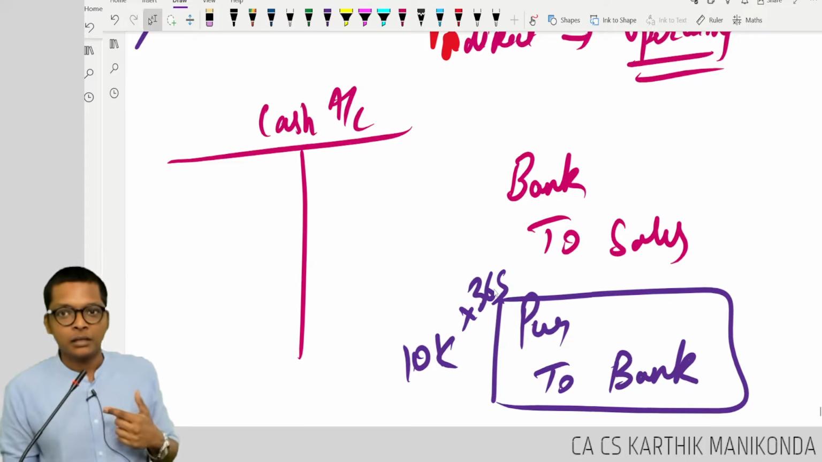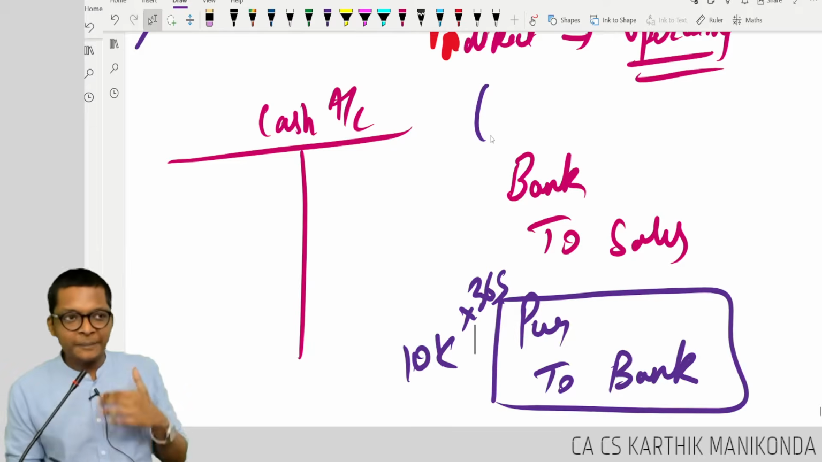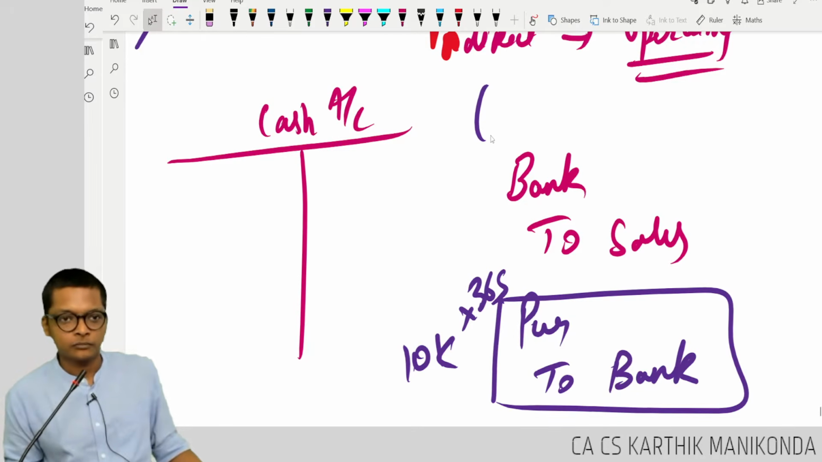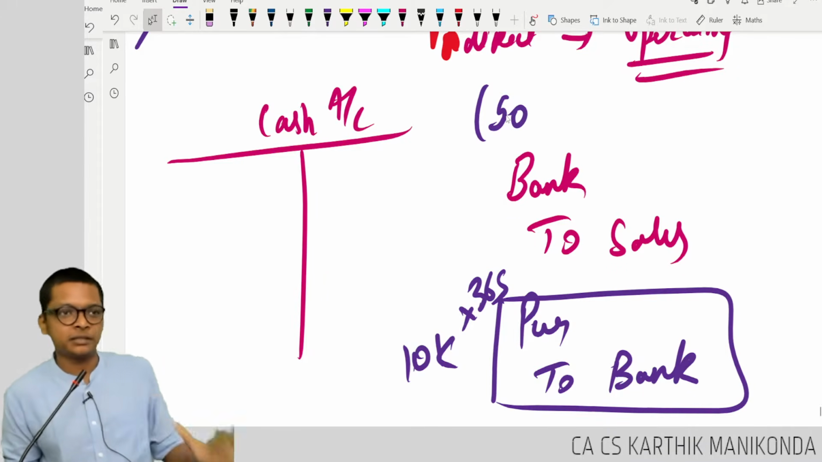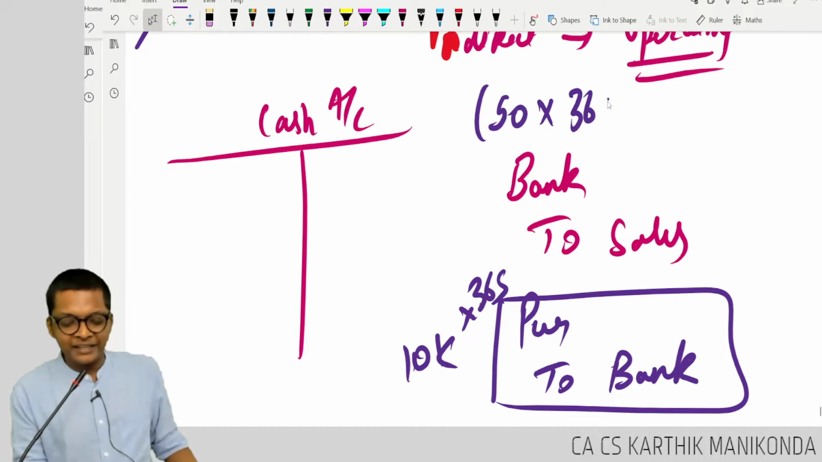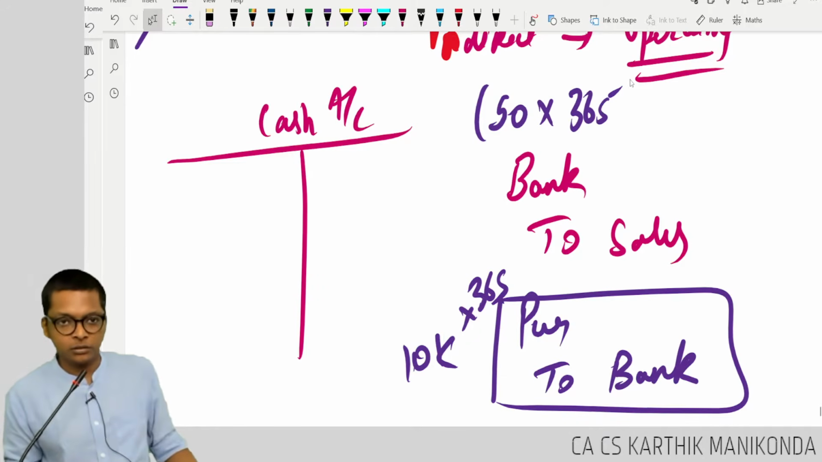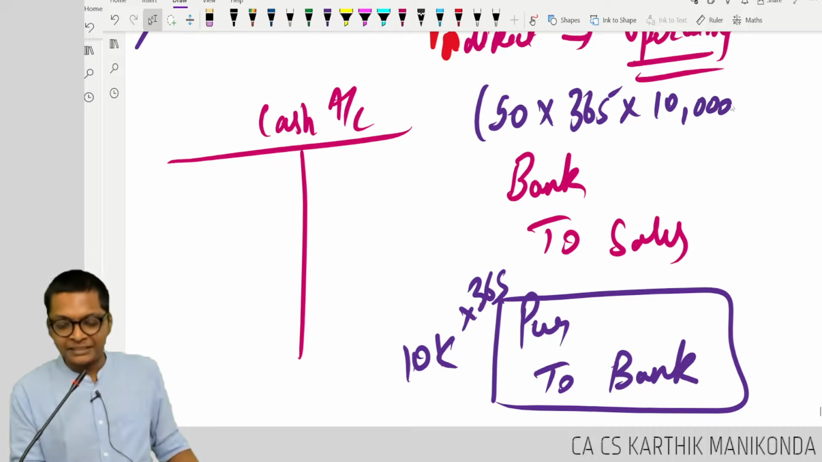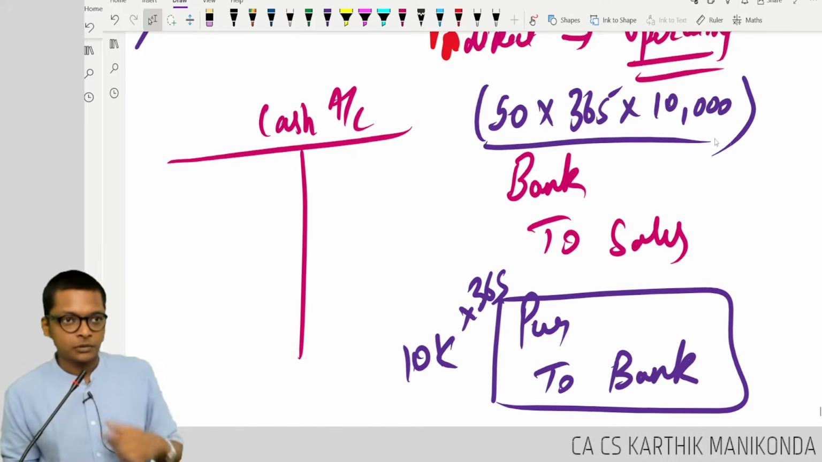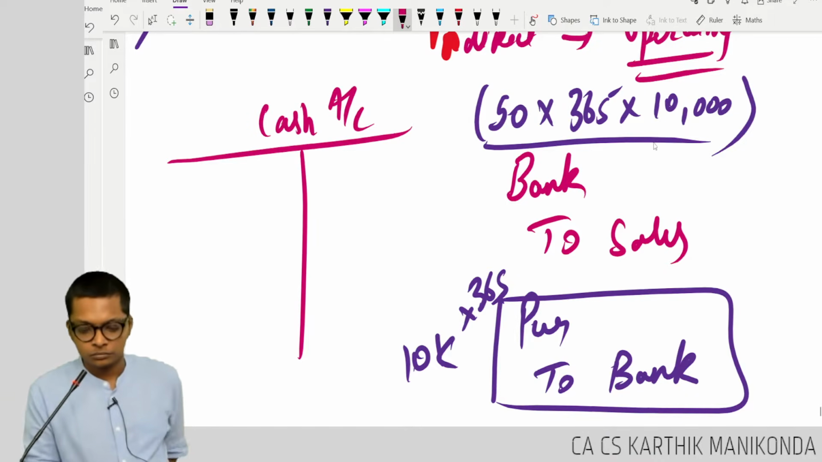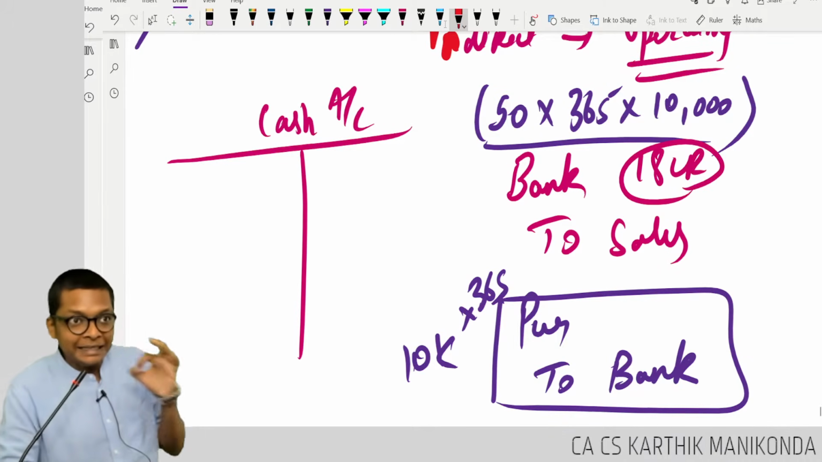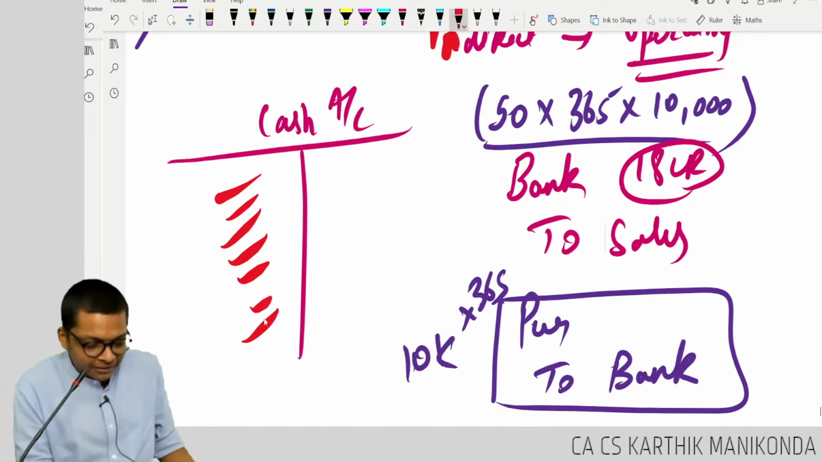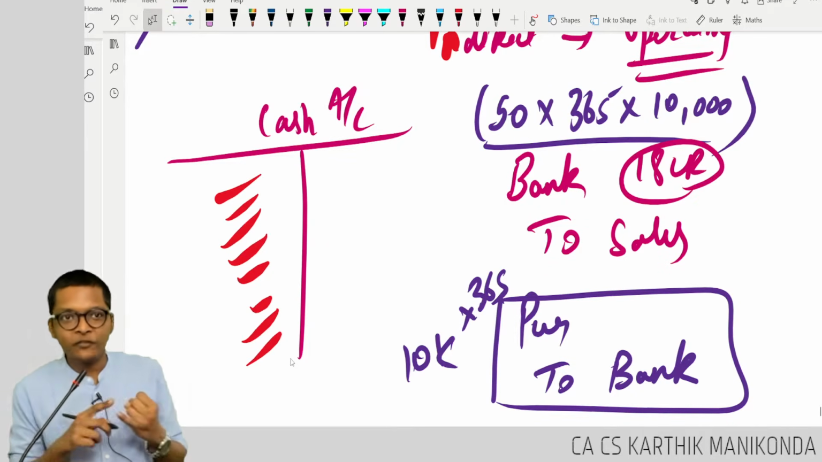But sales, in a day, how many people will buy pizza in one branch? Let's say 50 people, a low number, 50 orders guys, into 365 days, it's open all days, no leave, correct? Into let's say 10,000 branches in the whole world, how many entries? 50 into 365 into 10,000, how much? Okay, 18 crore entries guys. 18 crore transactions in the cash account on the debit side. Okay, this is only for sales.